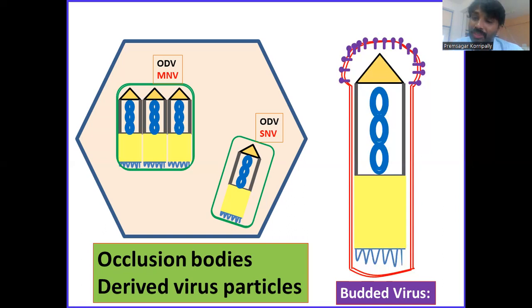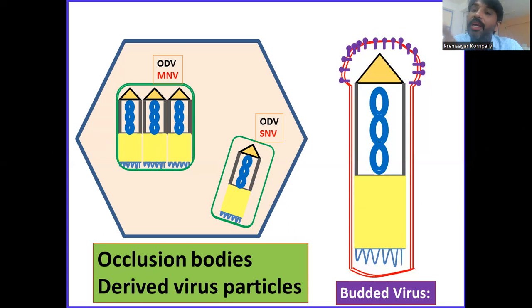Then polyhedrosis. These occluded bodies are embedded in inclusion bodies. That inclusion body has polyhedrin protein. That's the reason it is called a polyhedrosis virus. Got my point? So Autographa californica multiple, because each occluded body has three virus particles. Its replication takes place in the nucleus, and these occluded bodies are embedded in the inclusion bodies. That inclusion body has a protein matrix. That protein matrix consists majorly of polyhedrin protein.